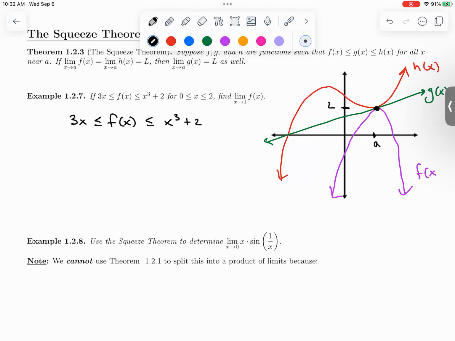Now, if you remember from section 1.1, I was saying there's a different way to write a limit. You can write it with just arrows, right? So what we're going to do is we're going to notice as x approaches 1, what does 3x approach?